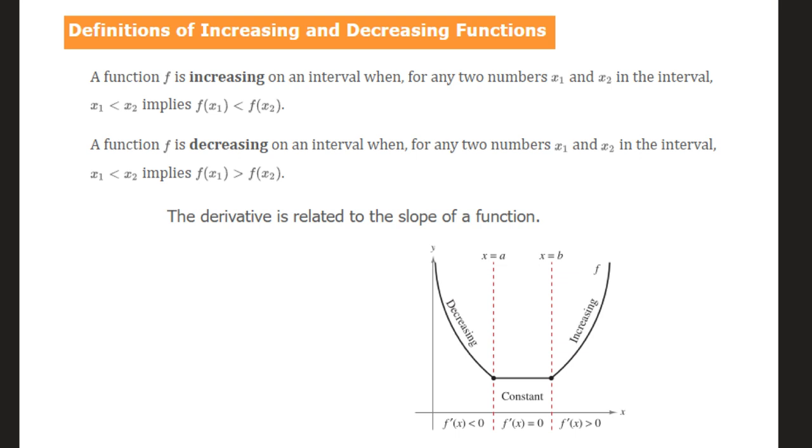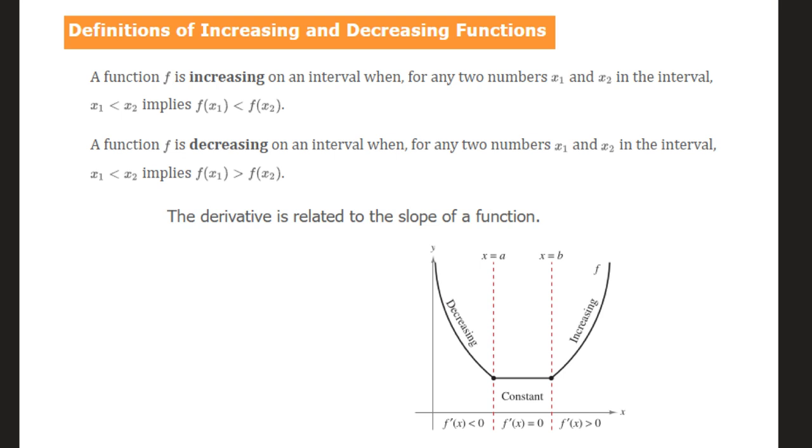Back to the top, a function f is decreasing on an interval when for any two numbers x1 and x2 in the interval, again, this point is left of that point as far as x coordinates, but that implies that the function value at the first x is greater than the function value at the second x. Back down to the graph, maybe I pick here as x1, there as x2. x1 is left of x2, but my function value at x1 is larger than my function value at x2, meaning a decreasing or negatively sloped graph.